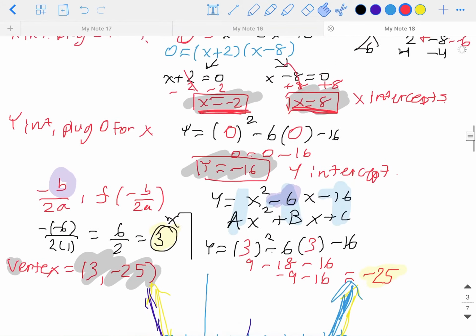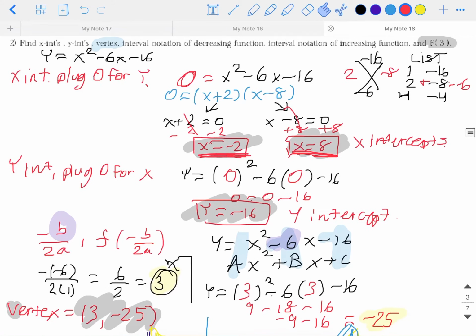So to wrap up this question, we were able to find the x-intercepts by plugging in 0 for y, and then factoring the polynomial, which was (x plus 2)(x minus 8). Splitting up the work, setting each factor to 0, and solving for x gives x equals negative 2 or x equals 8, which are the x-intercepts of the function. So don't forget that x-intercepts mean that when you graph the function, it will cross the x-axis at some points.